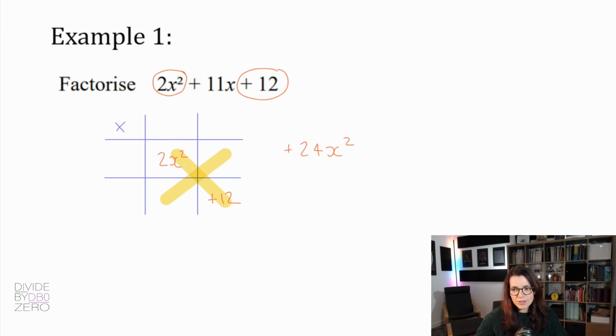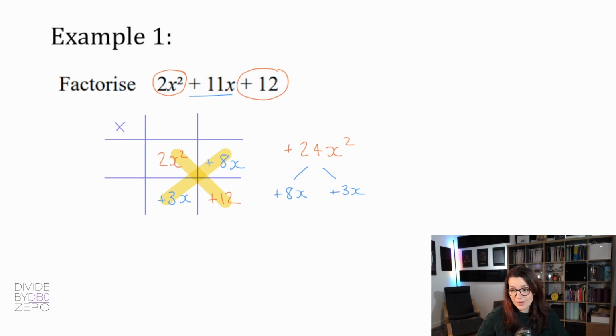You then need to think of two numbers which multiply to give 24x squared, but at the same time add to give 11x. And that's going to be 8x and 3x. You then stick those in your grid, and then you factorise each row and column. You can do this in whatever order you like. In this example, I'll factorise the first row first.